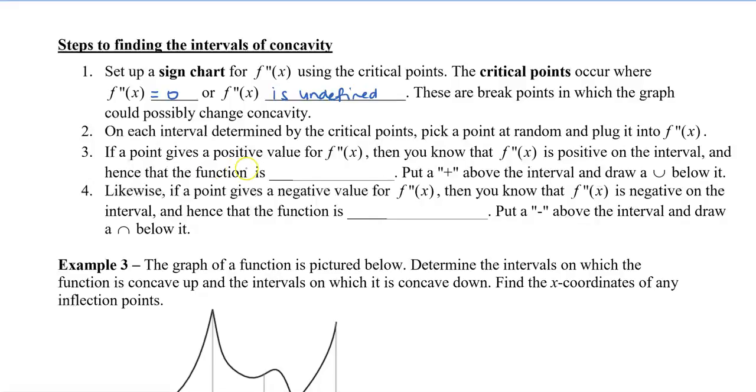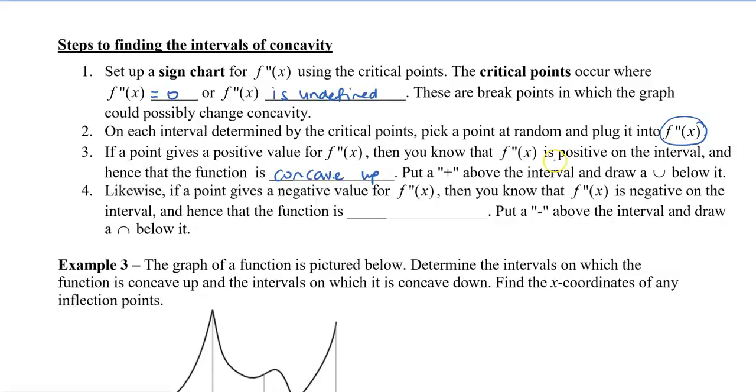On each interval, which is determined by the critical points, we're going to pick a point at random, and then we're going to plug it into f double prime. Now, if the point gives a positive value for f double prime, then we know that f double prime is positive on the interval, and then the function is going to be concave up.